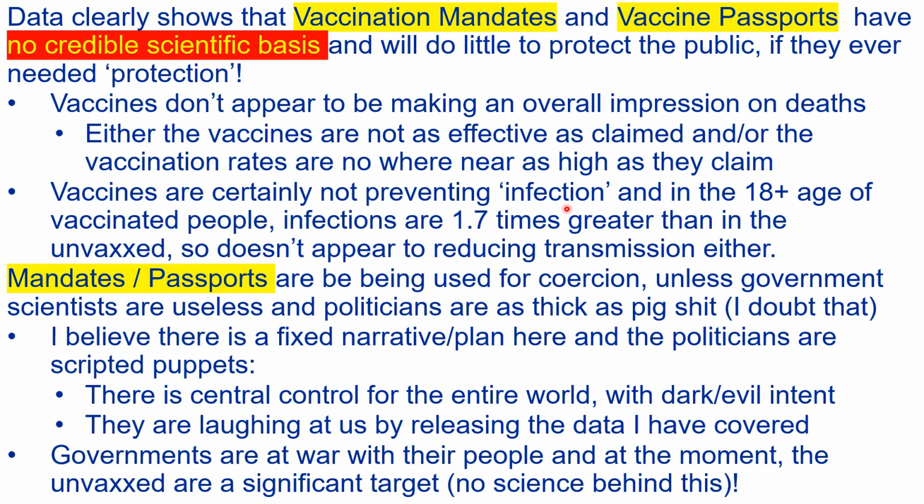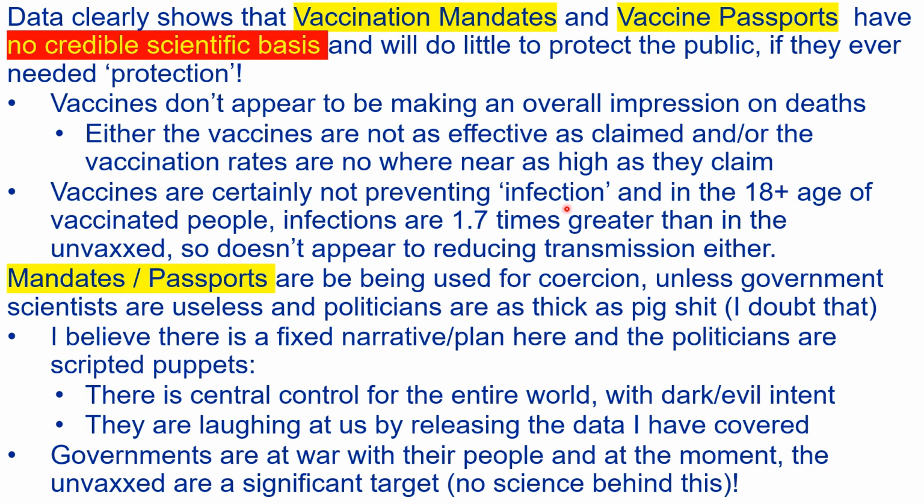And basically the mandates and the passports are being used for coercion, unless government scientists are completely useless and politicians are as thick as pig shit. But I doubt that. There's a fixed narrative and plan going on here. The restrictions are being drip fed in, and they're greater and greater. You take more steps forward than steps backwards, and they're leaping bounds and bounds in Australia, where they're trying everything out to the extreme. But I think it will come to us at some point in the future.